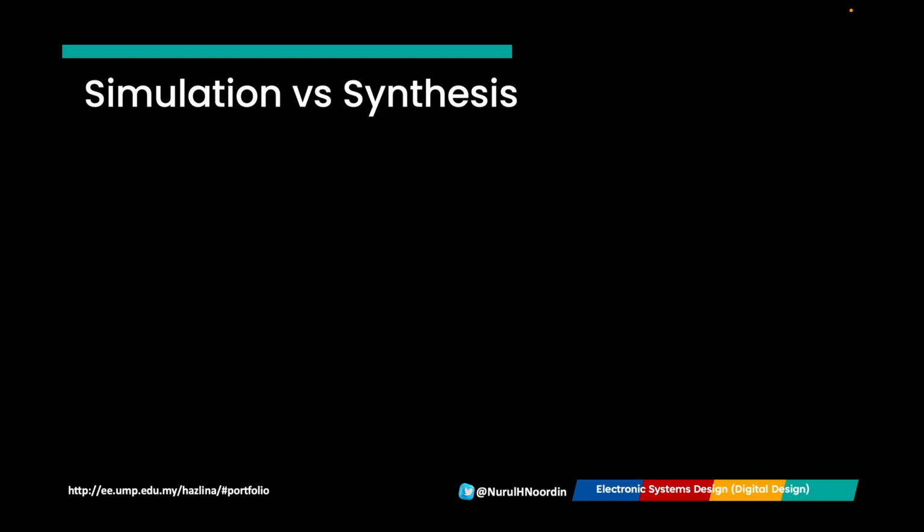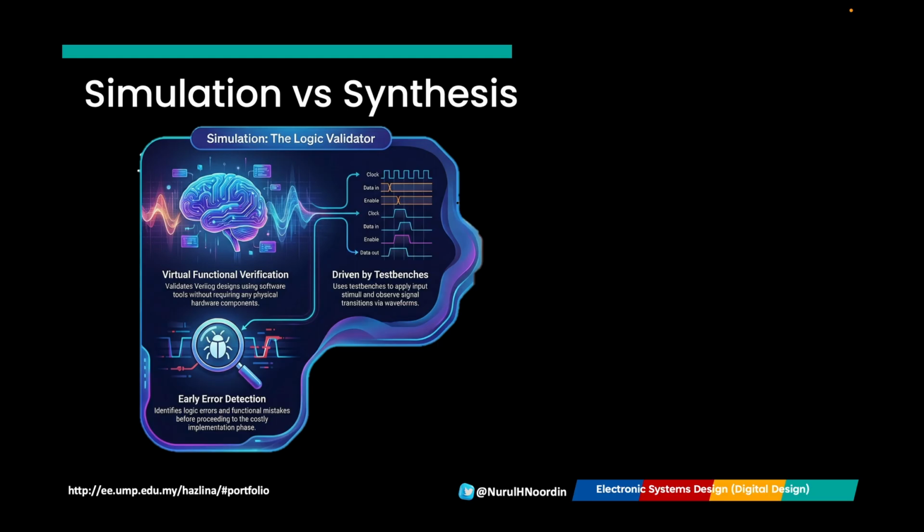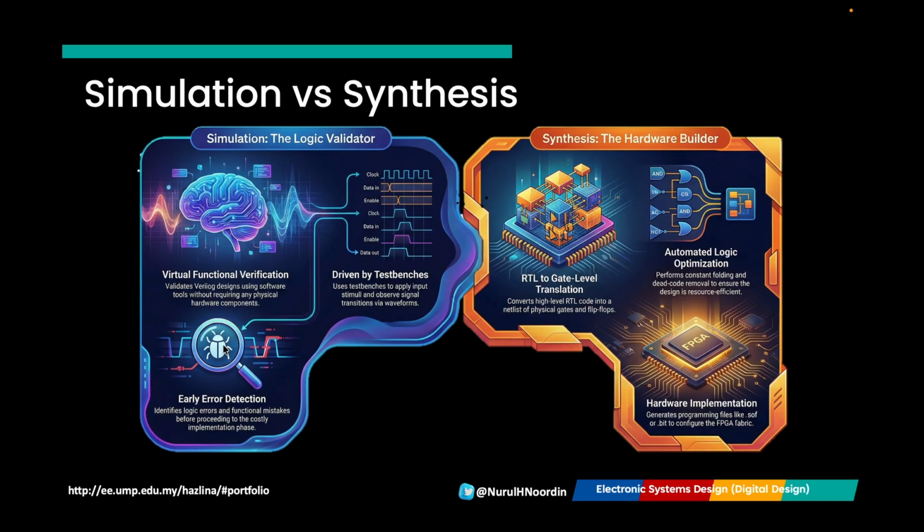You have written your Verilog code, but how does it become real hardware? It requires two critical, distinct steps. We call these simulation and synthesis. First comes simulation. Before your code ever touches an FPGA, you must verify that it is functionally correct. Using tools like ModelSim, you will write a test bench to apply simulated inputs to your design. By analyzing the resulting waveforms, you can catch logic errors, check state transitions, and debug your circuit in a safe virtual environment.